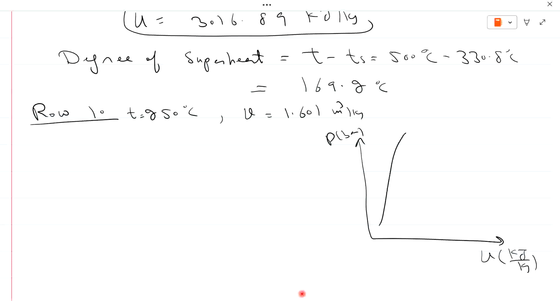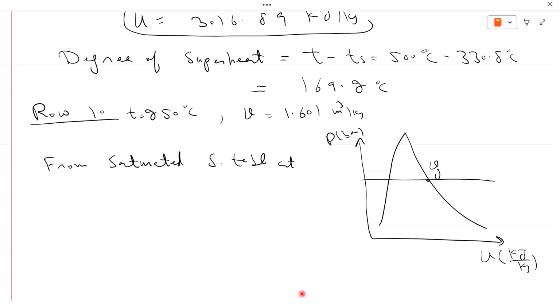So draw the saturation curve. Temperature is 250. This is the constant pressure line and this point is Vg. First we find Vg at this point, so from the saturated steam table at temperature equal to 250 degrees centigrade.